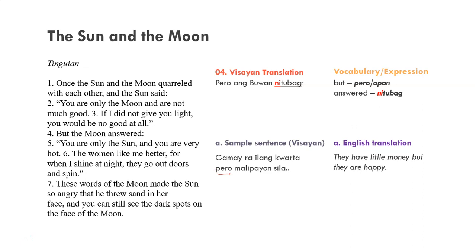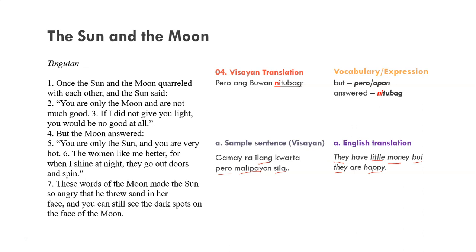Pero, here, and it's present here, but. So, gamay is little, by the way. Money is kwarta. They is ila. And here is also they in another context. They are happy. Happy is malipayon. Okay, little by little, we will learn how to make some sentences, okay?